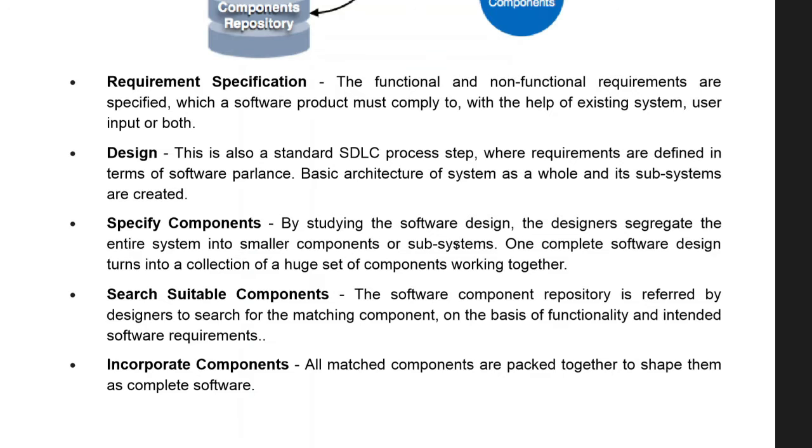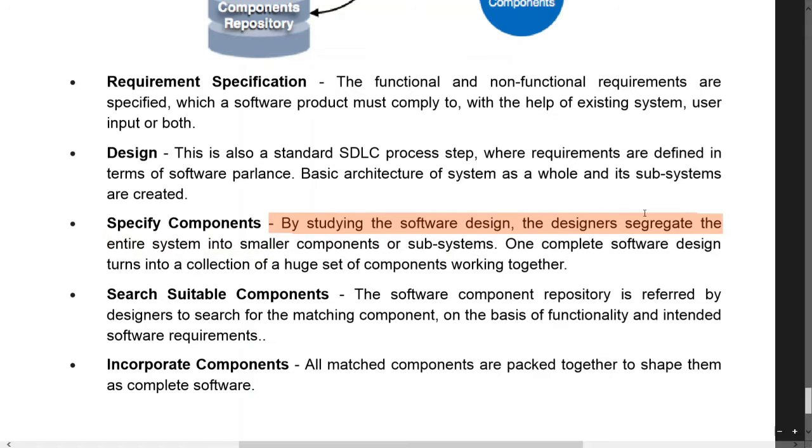Then designing, this is also a standard SDLC process where requirements are defined in terms of software parlance. Basic architecture of the system as a whole and its subsystems are created. Specify components by studying the software design. Designers segregate the entire system into smaller components or subsystems. One complete software design turns into a collection of a huge set of components working together.